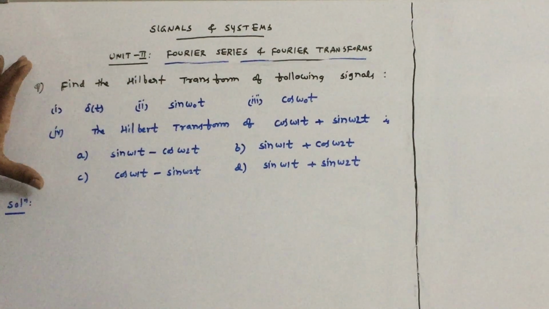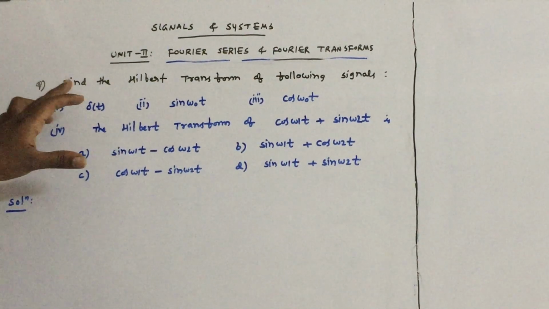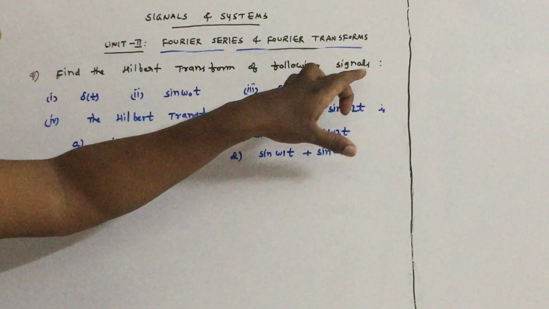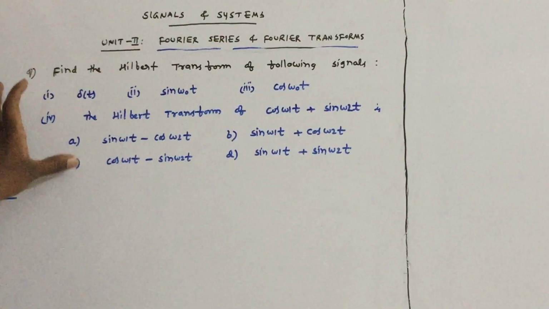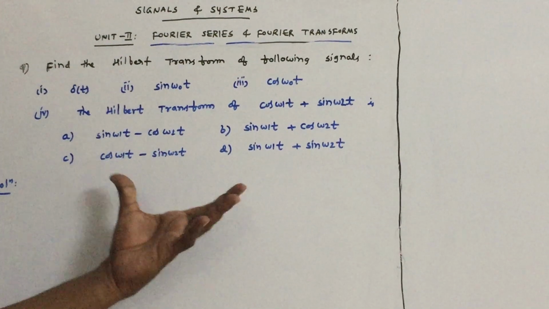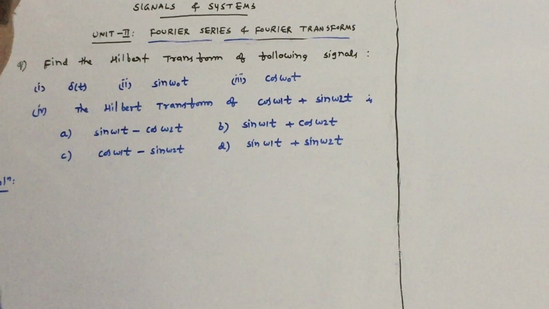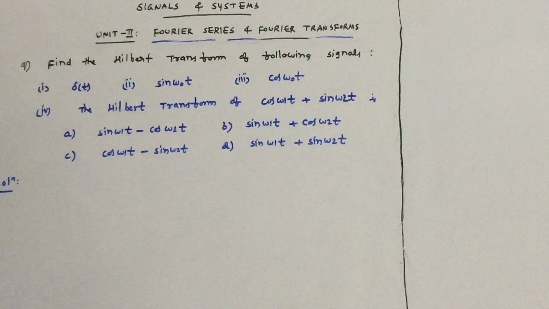So let us see the question on Hilbert transform. Find the Hilbert transform of the following signal. Here I have given four signals, 1, 2, 3, 4, and we want to find the Hilbert transform of these signals. So it is a very simple question in the examination. Let us see the first one.